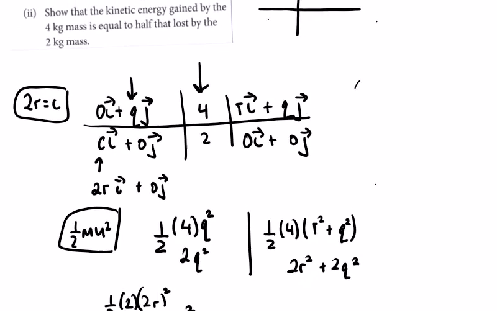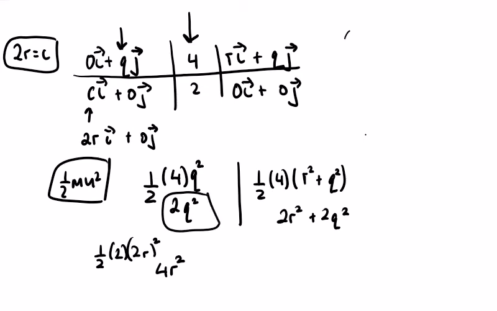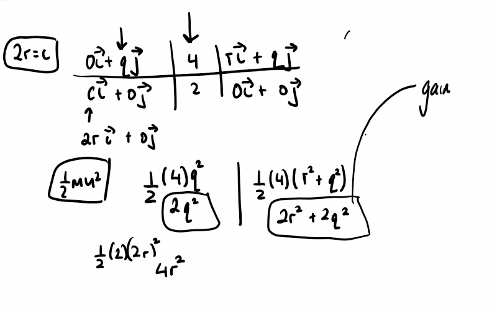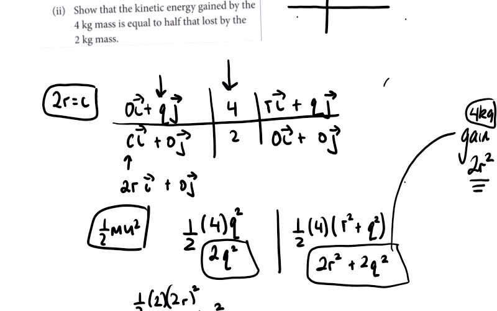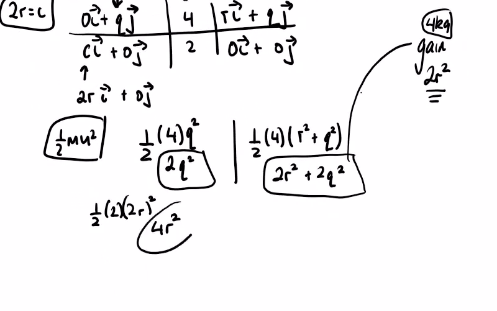What are we asked to show? We're asked to show that the kinetic energy gained by the 4 kilogram mass, so the 4 kilogram mass was 2Q squared, and it became 2Q squared plus 2R squared, so the gain for the 4 kg was 2R squared. So we're asked to show that that's equal to half that lost by the 2 kilogram. Well, the 2 kilogram was 4R squared. It ended up at rest, so the 2 kilogram lost 4R squared, and half of that is 2R squared. QED.